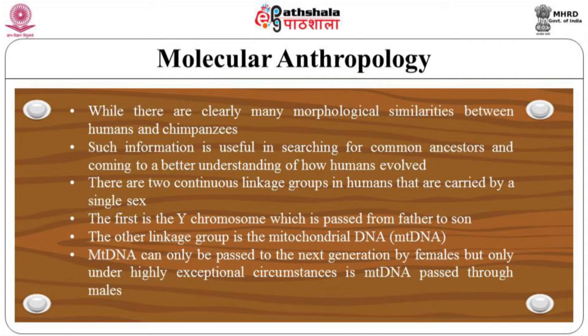There are two continuous linkage groups in humans that are carried by a single sex. The first is the Y chromosome, which is passed from father to son. The other linkage group is the mitochondrial DNA. Mitochondrial DNA can only be passed to the next generation by females, and only under highly exceptional circumstances is mitochondrial DNA passed through males.